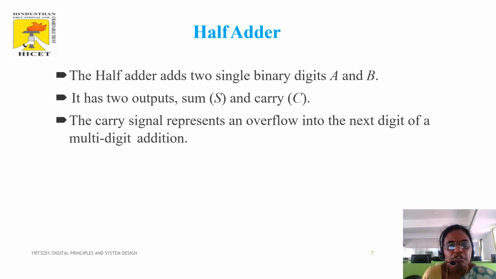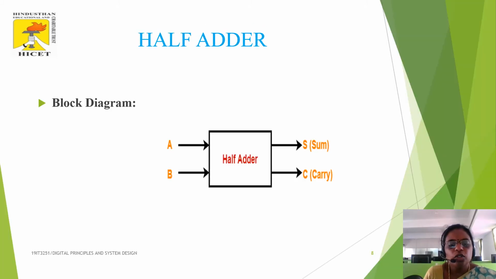Coming to the half adder. What is meant by half adder? Half adder is a combinational circuit designed to add two single bit numbers. It contains two inputs and two outputs. Our half adder is going to add only single bit numbers. The single bit numbers I represent as A and B, and the two outputs are the sum and carry.